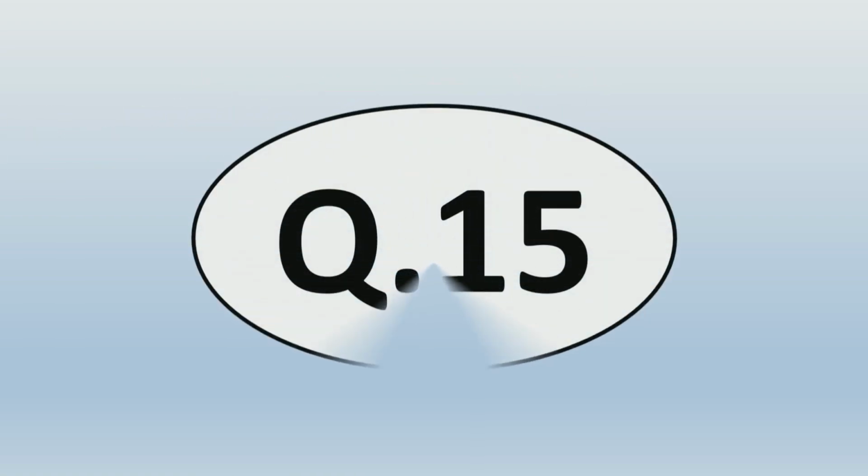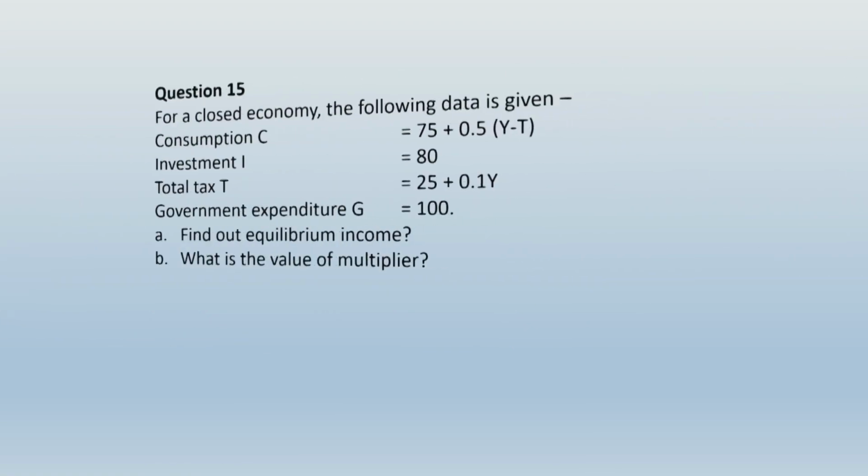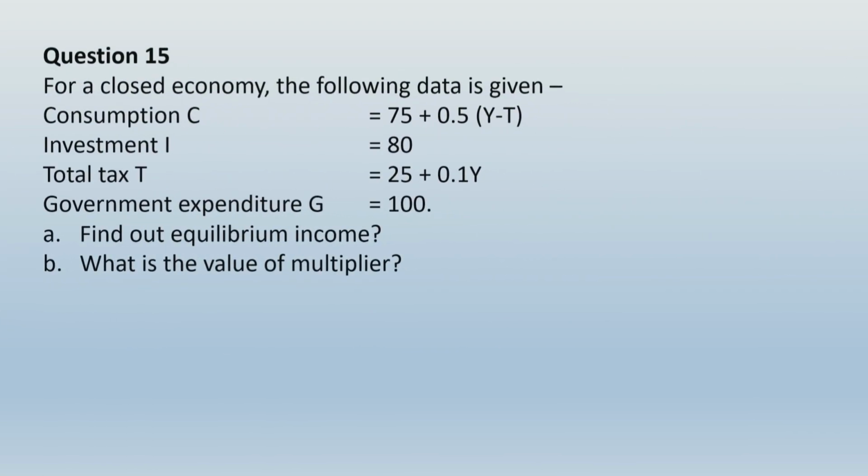Let us move ahead and we take up a calculative example given in question number 15. Let us read this question. For a closed economy, the following data is given. Consumption C is given as 75 plus 0.5 into y minus t. Investment I is given as 80. Total tax T is given as 25 plus 0.1 y.